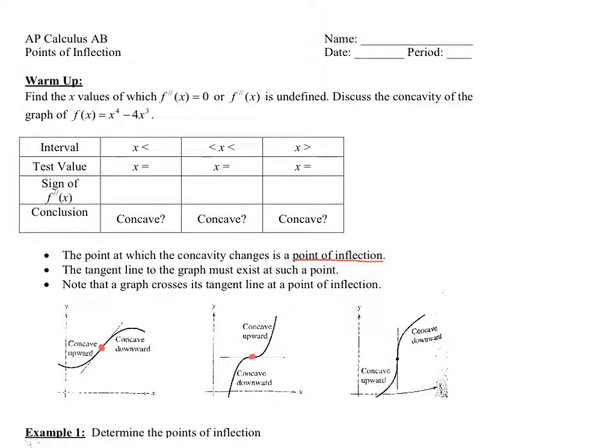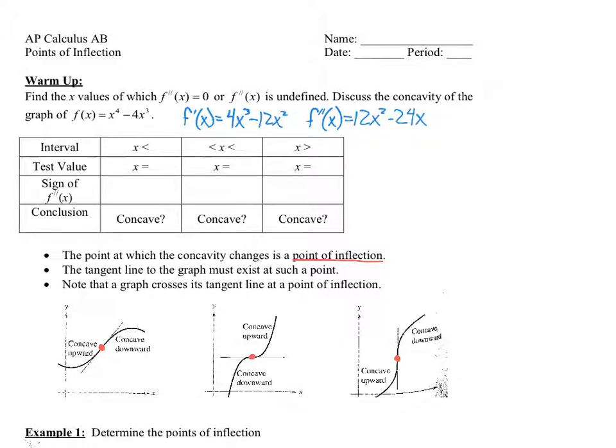This can also occur when the derivative is undefined. If the derivative is undefined, we have a vertical tangent line that curves up and then goes like that. We can illustrate that here with this function. This is just a polynomial, so we'll run through the derivatives real fast. F prime is 4x cubed minus 12x squared, and f double prime of x is 12x squared minus 24x.